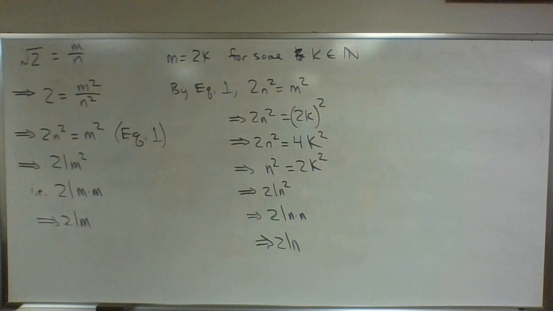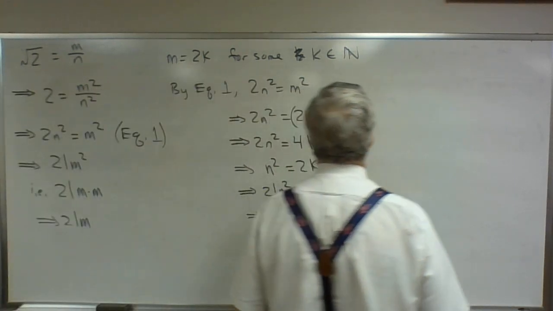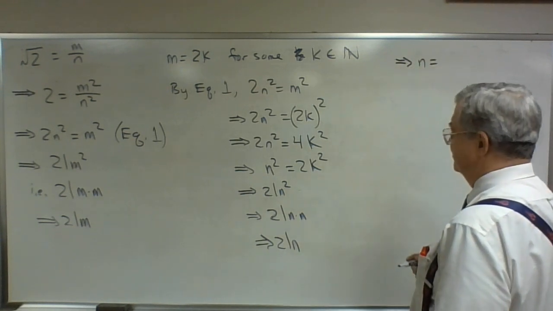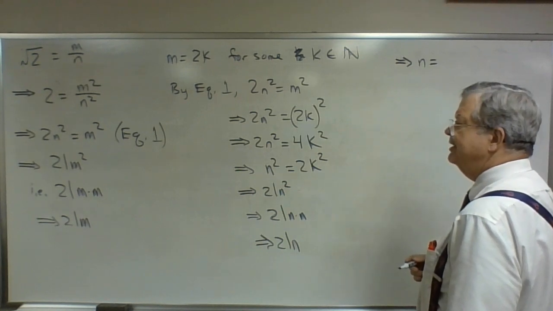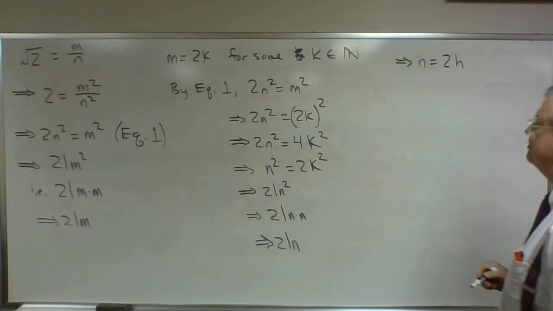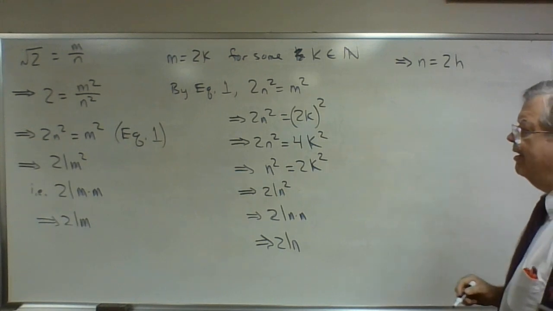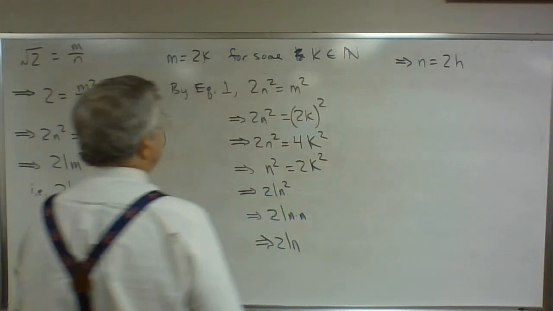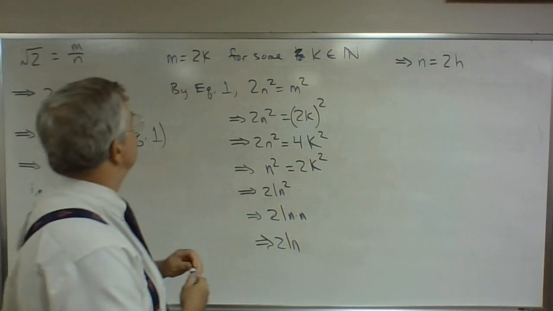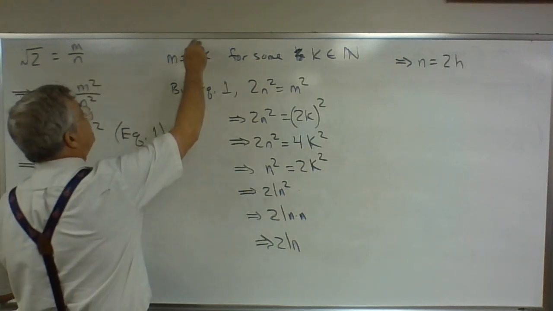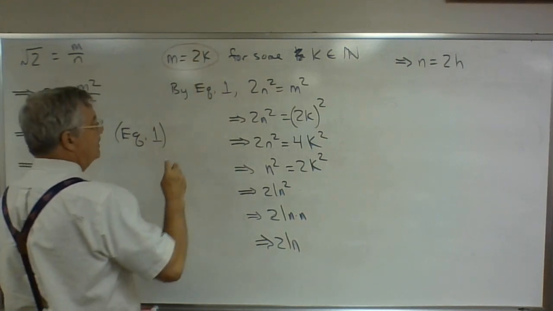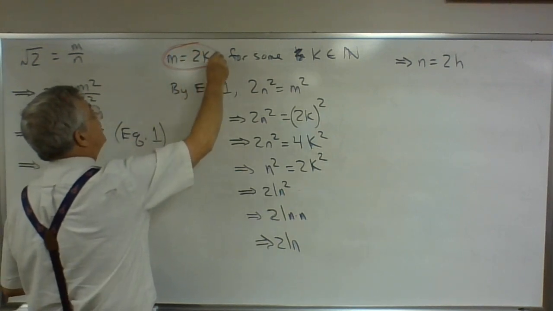Holy moly. And that means that n equals, what? A, B, C, D, E, F, G, H. Okay, let's say 2h, where h is an integer. Something's not right here. Actually, it's perfect. It's not right in the sense that we're very well poised to get our contradiction.